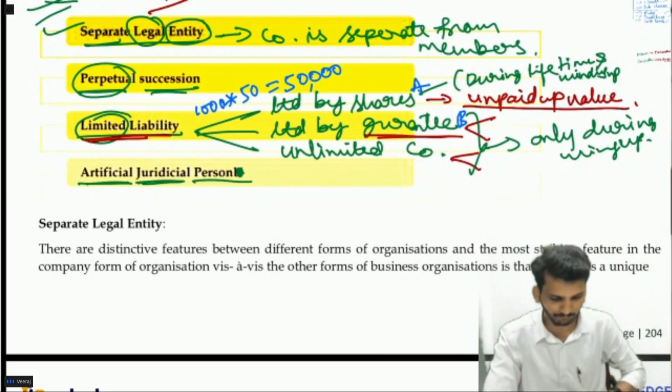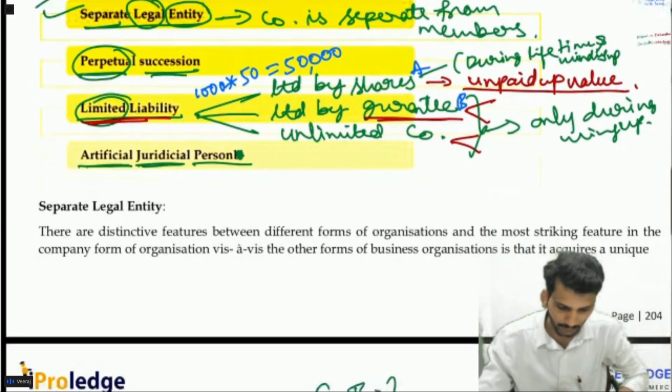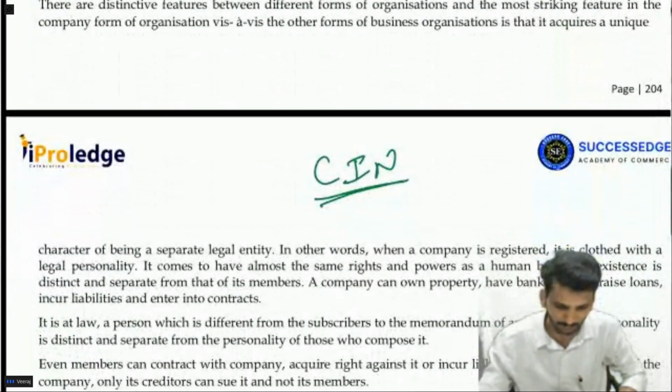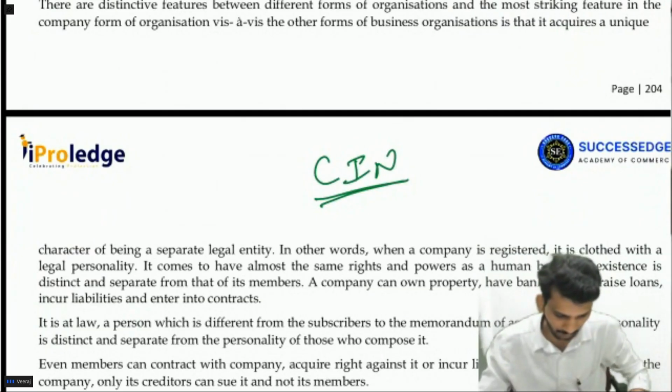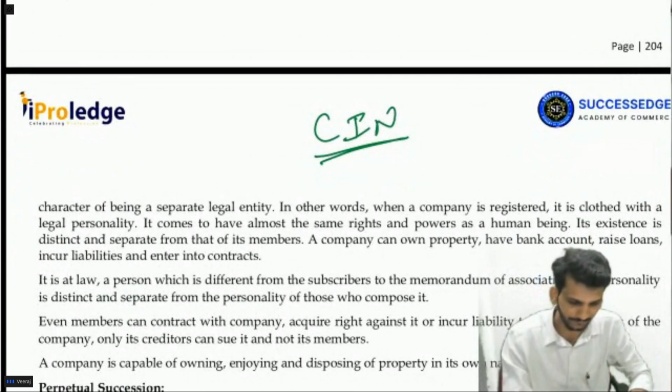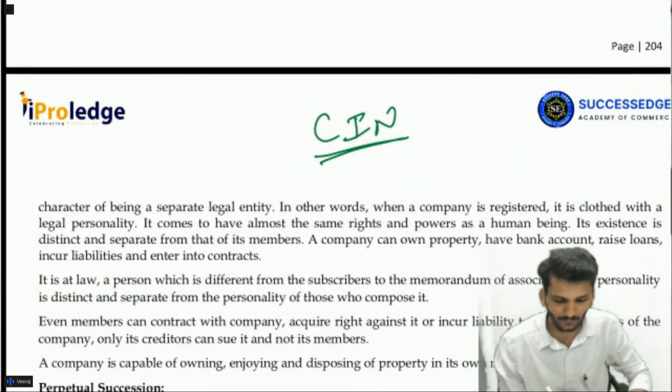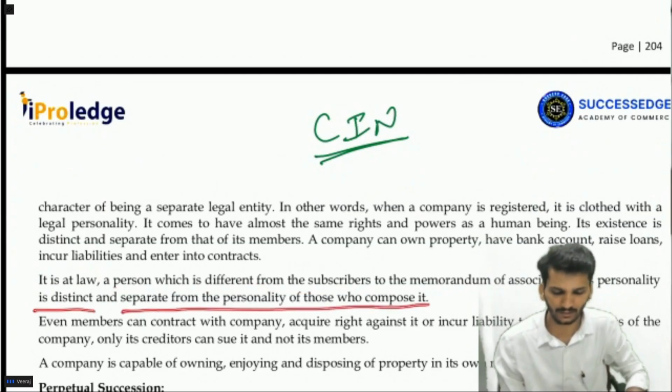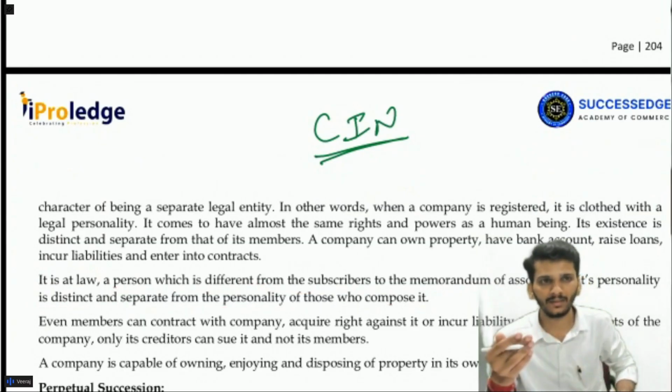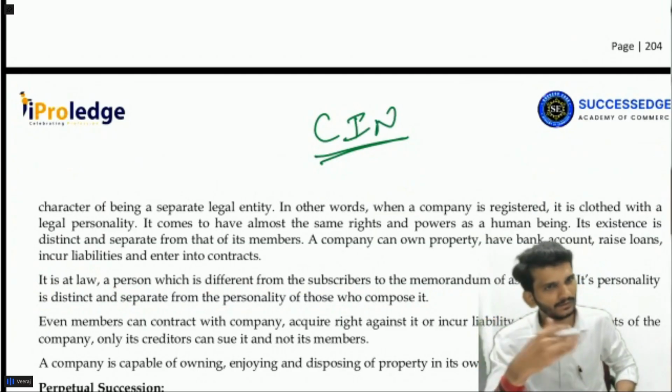The person is different. Where is it? Third, in that law, a person which is different from the subscribers to the memorandum of association. Its personality is distinct and separate from the personality of those who compose it. That means the persons who make the company are different and the company is different. That is what they are trying to tell.